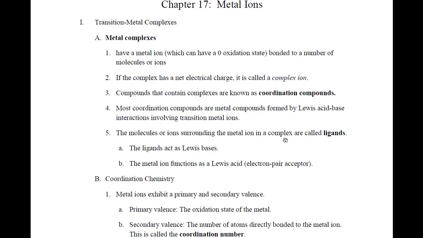All right, now the ligands act as Lewis bases because they have one or more pairs of electrons that they are going to donate into the empty d orbitals on the metal. So an electron pair donor is called a Lewis base. The metal then is going to be the electron pair acceptor, and so that's a Lewis acid. Lewis base is an electron pair donor. A Lewis acid is an electron pair acceptor.